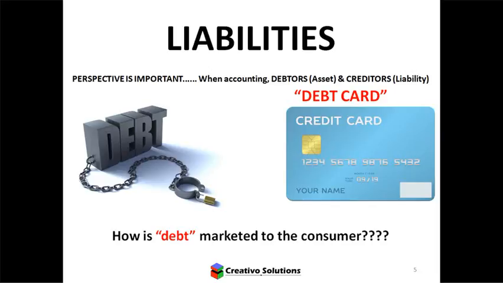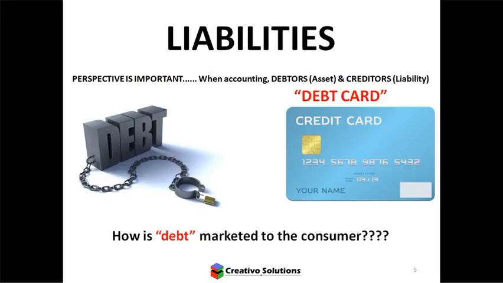A debt card. So when you look at that credit card, remember, for you as a consumer, that card that you carry around with you is actually a debt card. That's why accounting is so important, and it's quite practical as well. Knowing what assets are, knowing what liabilities are, will help you better make decisions that can help your financial situation. So next time, think about perspective.